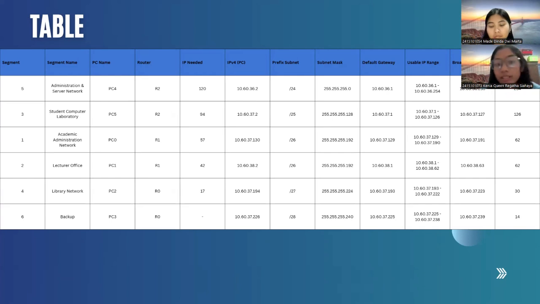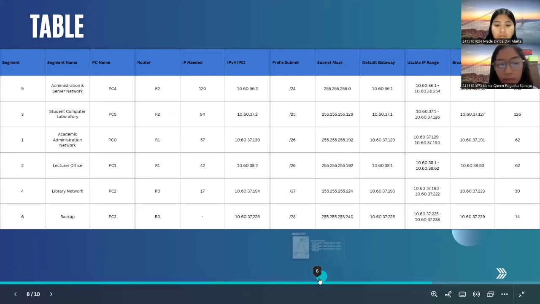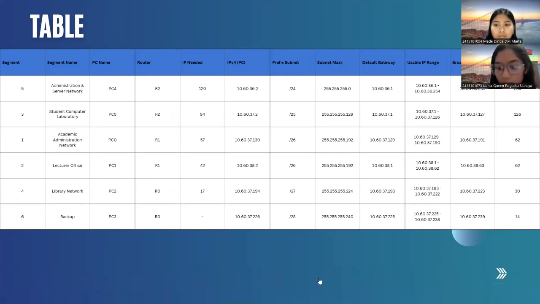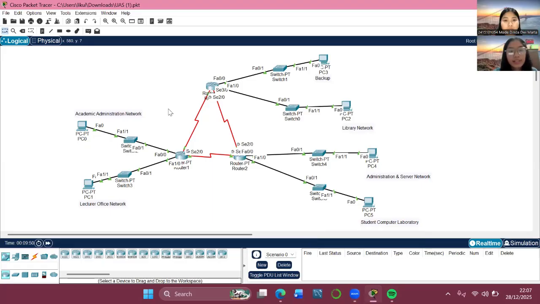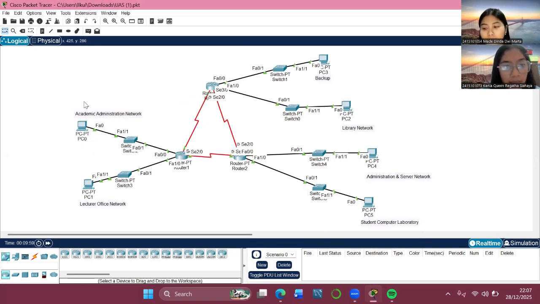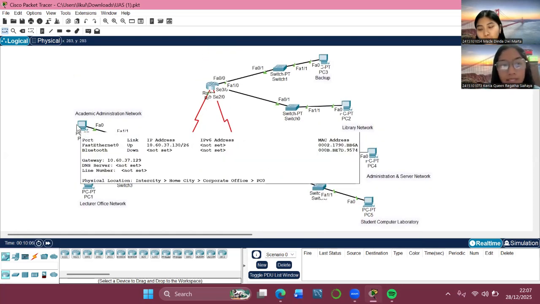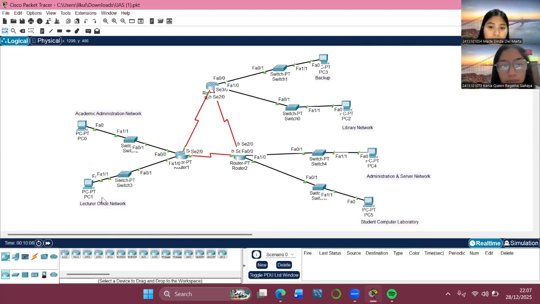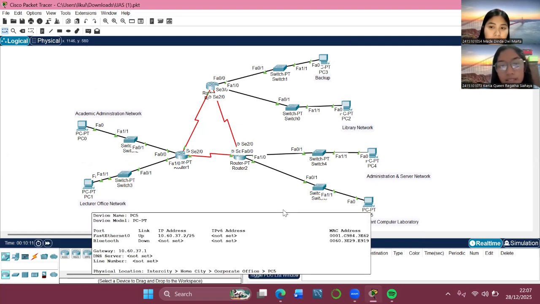Now, after this, we will continue with the demonstration of our network over here. Okay, so here we have our network. We can see that this is the Academic Administration Network, lecturer, and the rest over here. So in our simulation, I'm going to be pinging from PC0 to PC3 and 4, and PC1 to PC2 and 5. That is going to be our simulation.